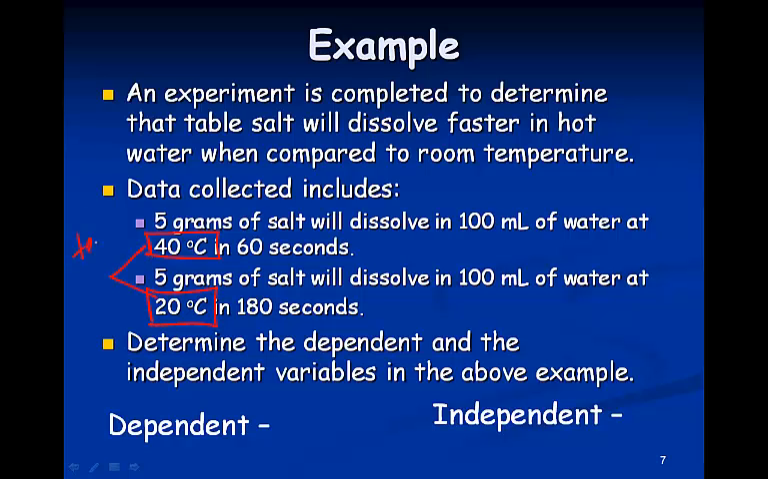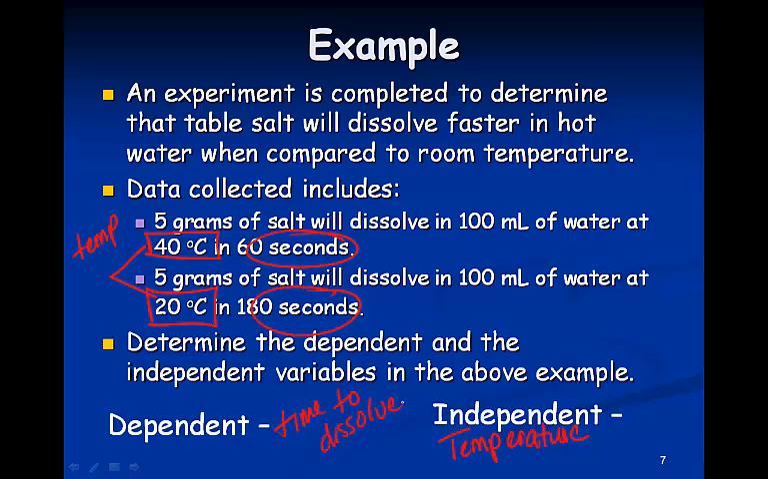The temperature. The temperature is what we intended to change. This was our independent variable. Our dependent variable is the time that it takes to dissolve.